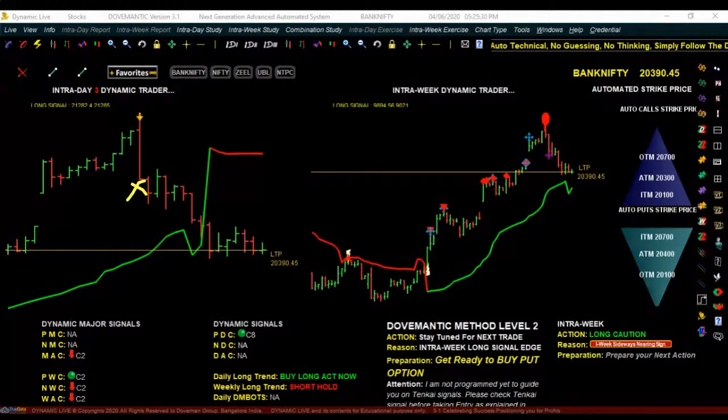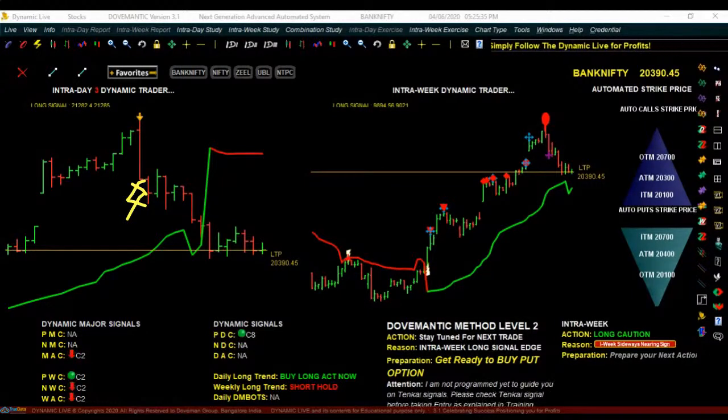No symbol is there. Is the price touching any long signal edge point? No, it is far away, isn't it? No zigzag, no edge point in intraday 3, and at the same time, even in the intra-week chart, there is no zigzag, there is no edge point, nothing is there. So since there was nothing, we went ahead and did the trade in Nifty. We bought the put option.